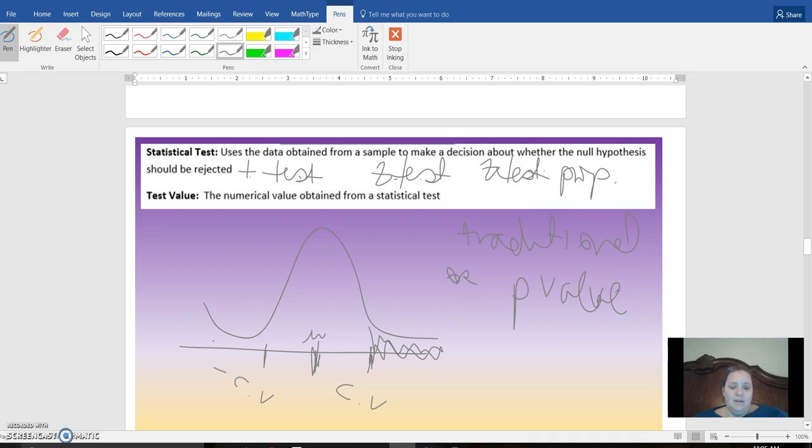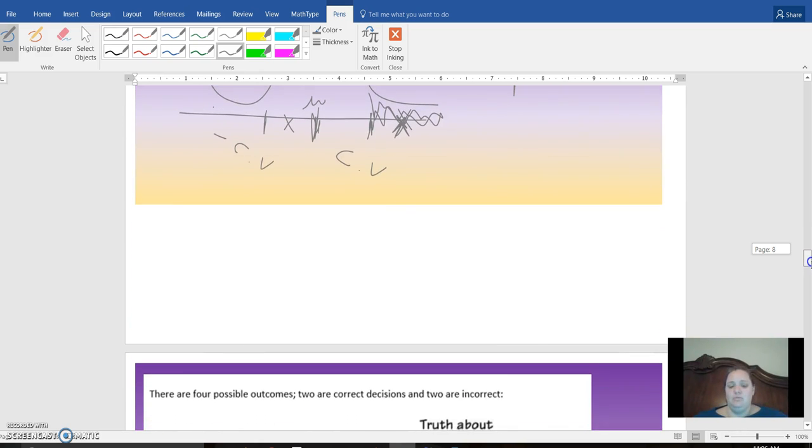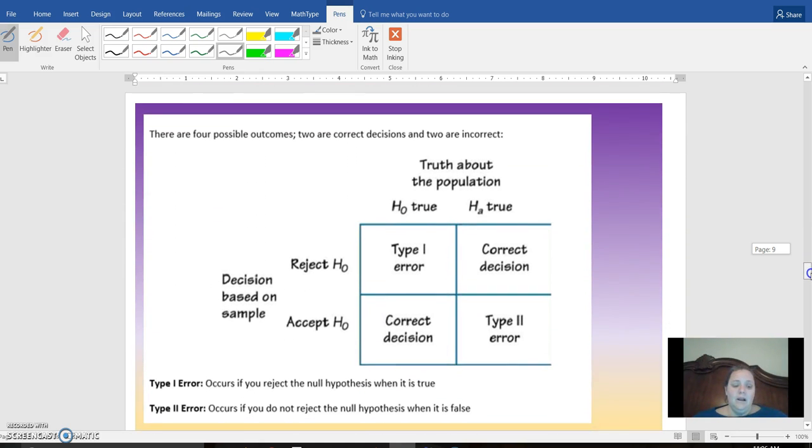And then we'll get a numerical value that's our test value, and we'll compare the test value to the critical value. So maybe it's right here, or maybe it's right here. If it's in the shading, we reject. If it's in the non-shaded area, we accept. There are some rules.